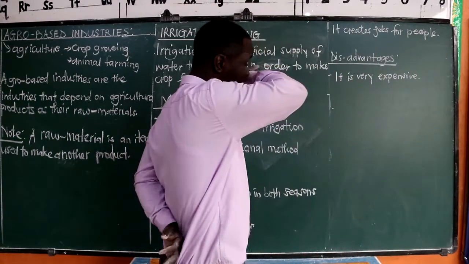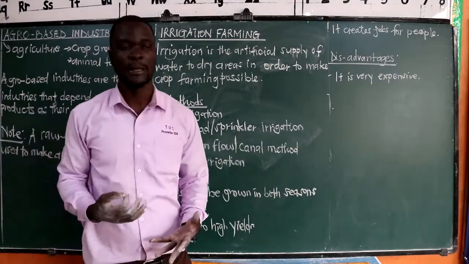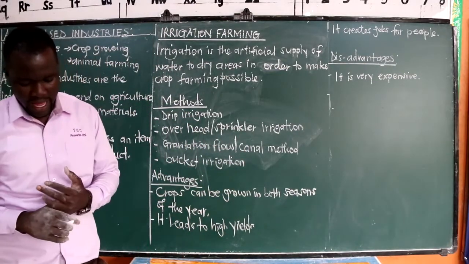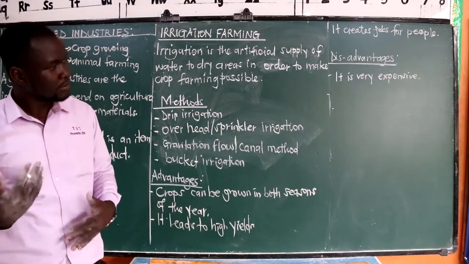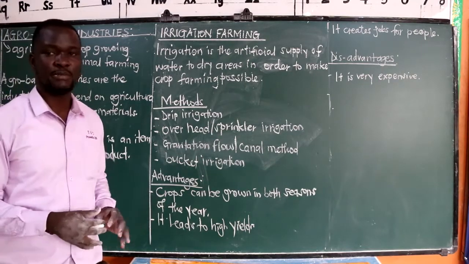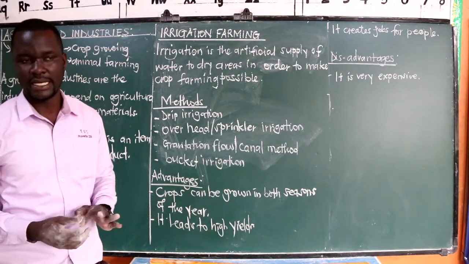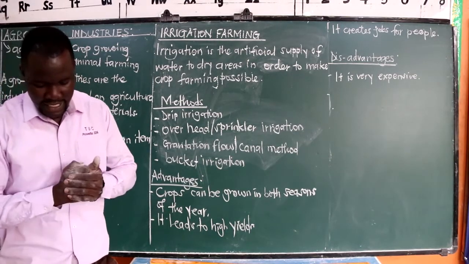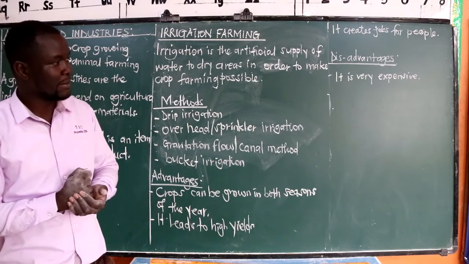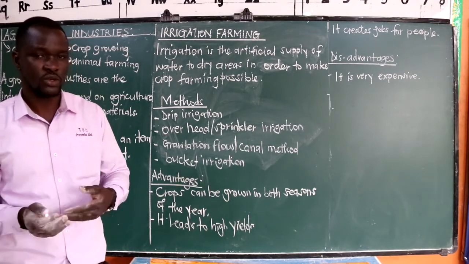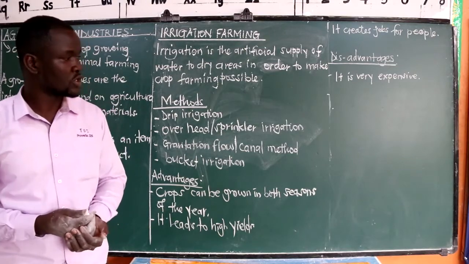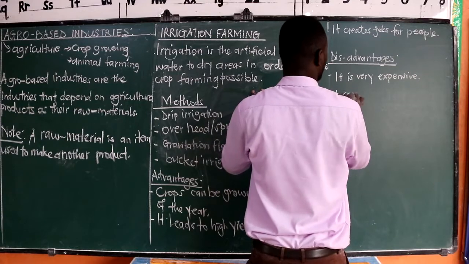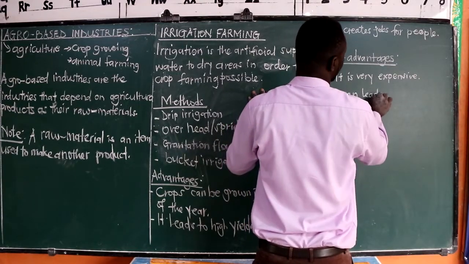It's very expensive to connect or to channel the water up to those dry areas. And also, people are needed there, so paying such people also becomes a burden to one. So for that we say it's very expensive. Then the other one is, if the method is poorly used, it can lead to soil erosion.